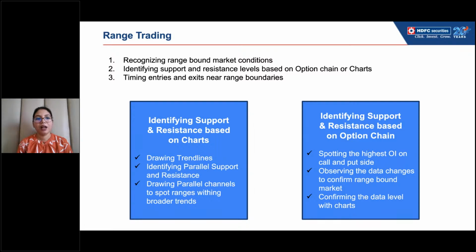How do you do that? First point, drawing the trend lines. See, I'm not going very deep into how do we draw the trend lines or how do we draw various chart patterns or how we read the option chain, because we have already covered those individual topics in a very detailed manner. So if you have not attended those webinars, I will request you to go on the YouTube channel of HDFC Securities and watch the recording of previous webinars. So you will get the detailed idea of all these small but important topics.